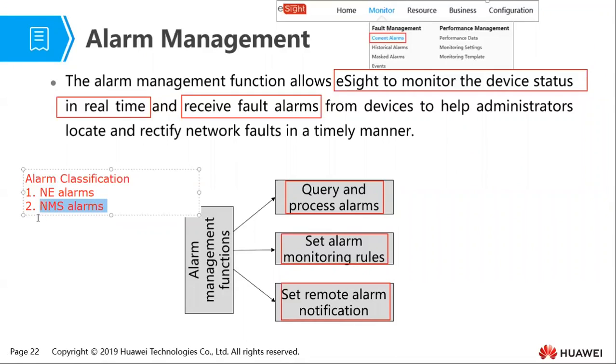Then you have an NMS alarm. Remember, your NMS is that system that you're using to monitor the network. These alarms are generated when connections between the NMS and the network elements are interrupted, or when the NMS itself becomes faulty. You get an NMS alarm. So those are the two types. Those are the classification of alarms.